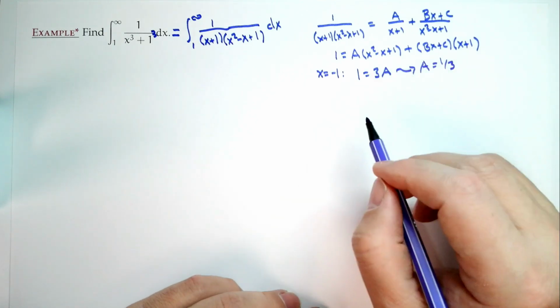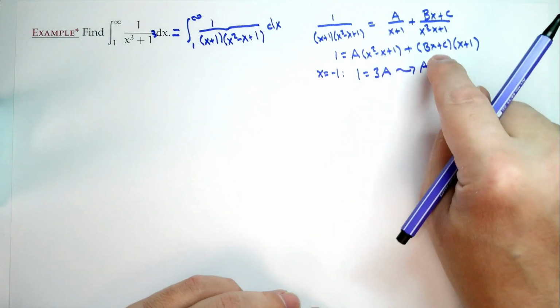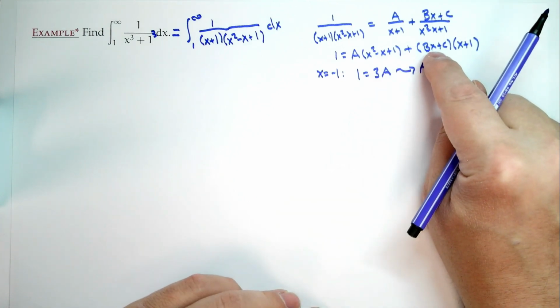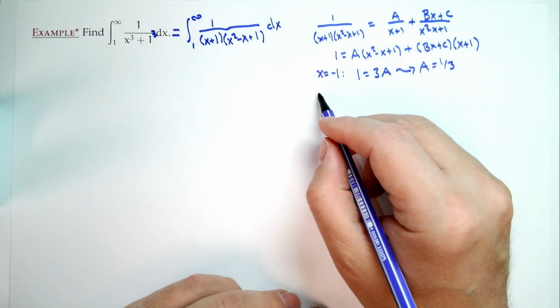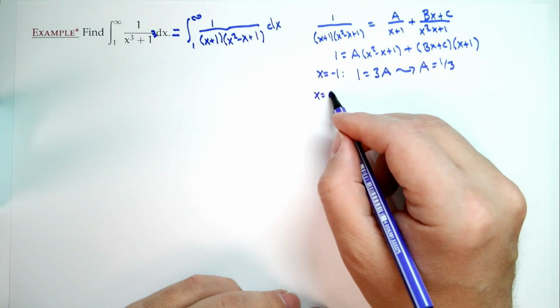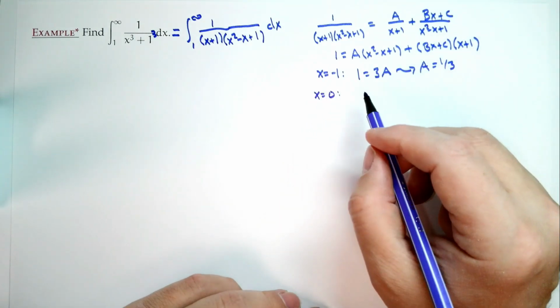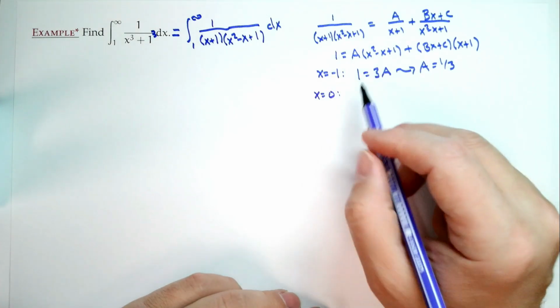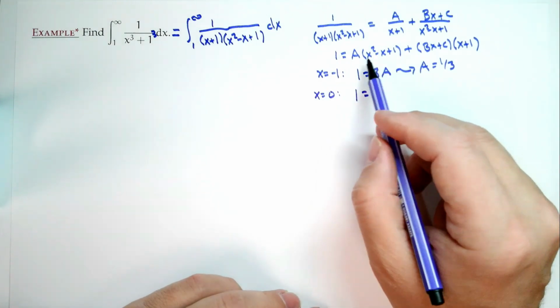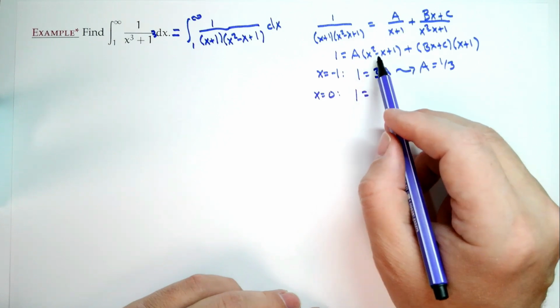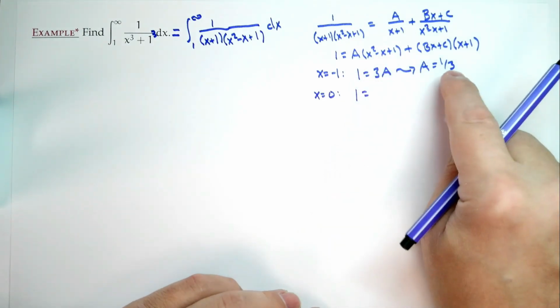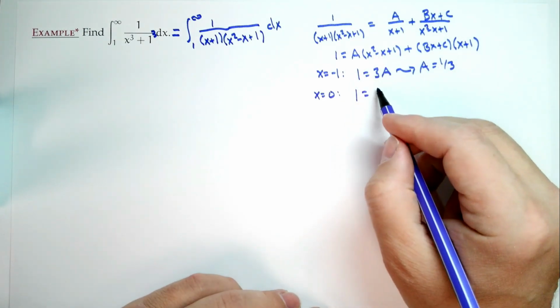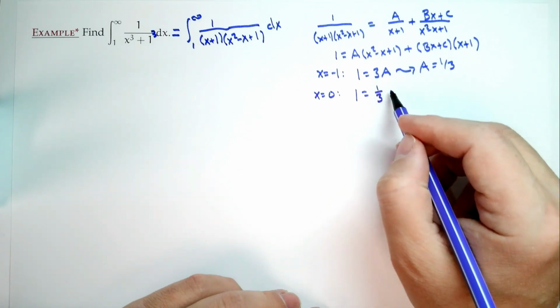Well, any other good choices? 0 might be a good choice. See here how it's b times x? 0 is often, if nothing else, you always try 0. All right. Well, what happens there? We get 1 equals a times 1 minus 1 plus 1. So that's a. But wait a second, I know what a is. Okay, so I'm going to replace it. That's 1/3.